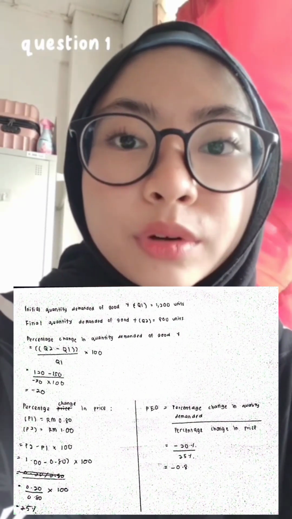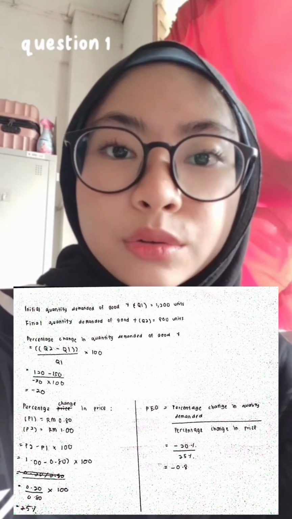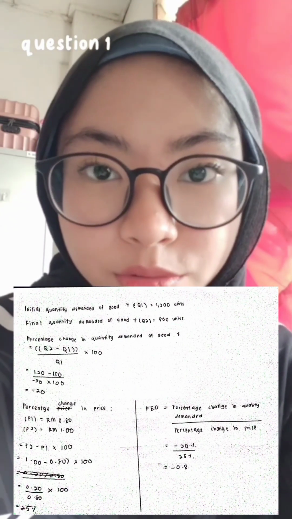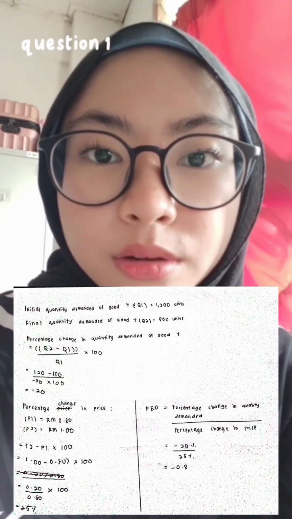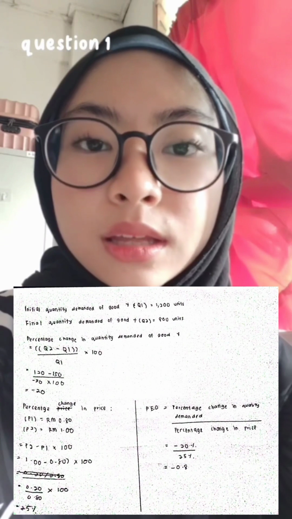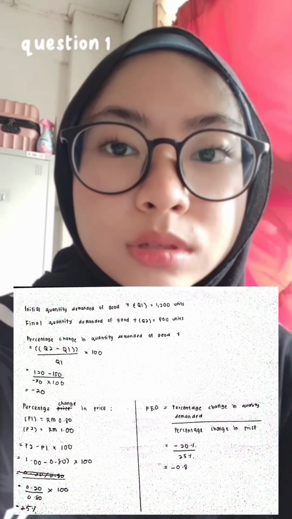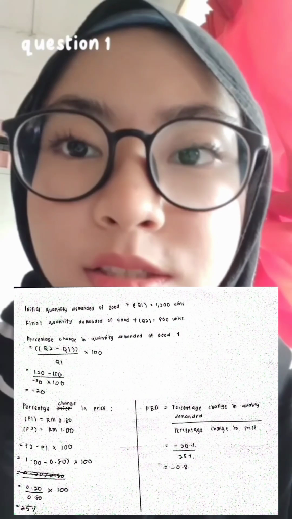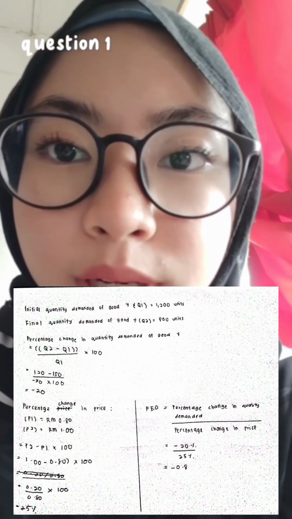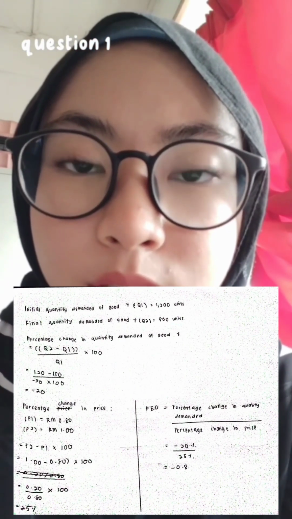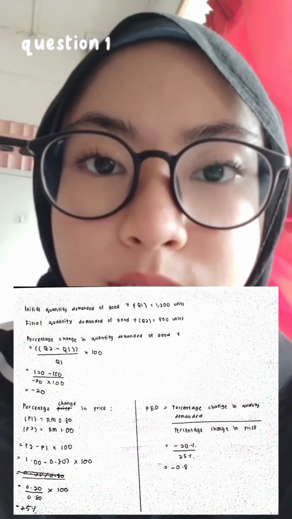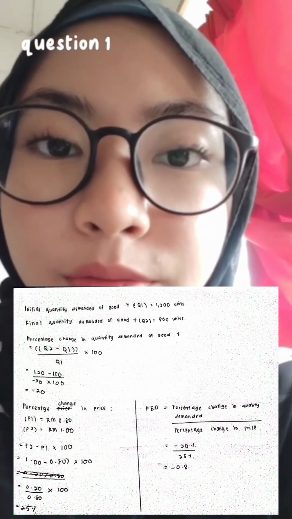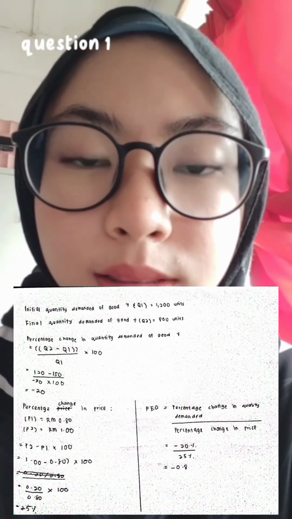Initial quantity demand, quantity 1, equals 150 units at RM0.80. Final quantity demand, quantity 2, equals 120 units at RM1. Percentage change in quantity demand equals (Q2 minus Q1) over Q1 multiplied by 100, which is (120 minus 150) over 150 multiplied by 100, equals negative 30 over 150 multiplied by 100, equals negative 20%.